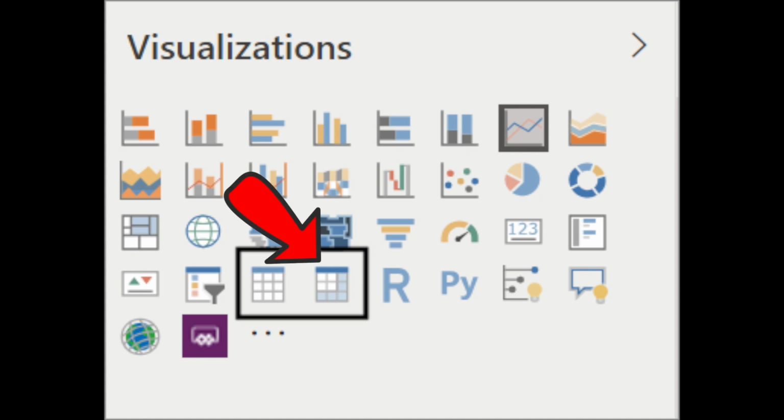The matrix visualization looks similar to the table visualization. However, it allows you to select one or more elements like rows, columns, values in the matrix to cross-highlight other visuals on the report. So let me just quickly show you how to create a table and a matrix.